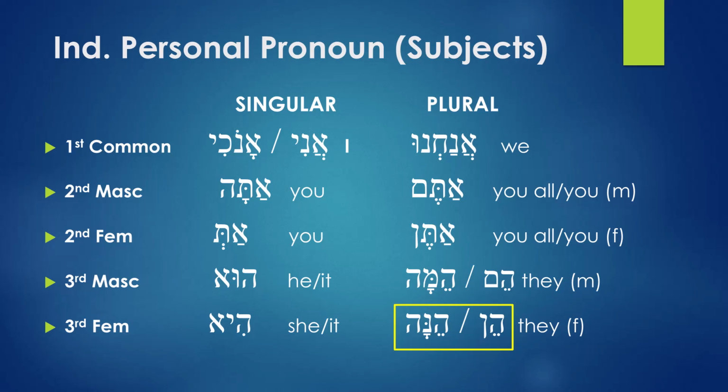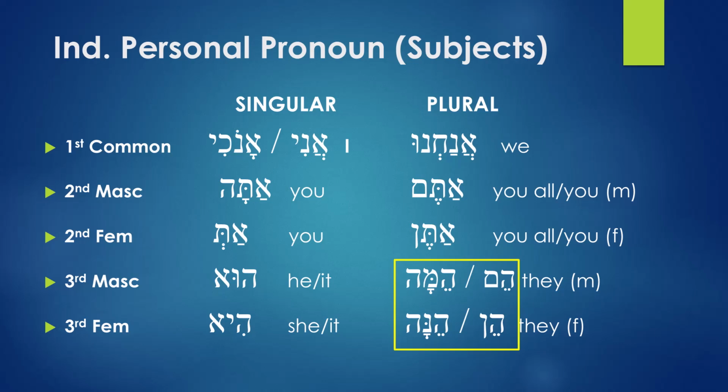Third person feminine plural, you have hen. Hen means they. Again, there are two spellings. Hen means they, and henna means they. So masculine plural has hem and hema. Feminine plural has hen and henna. So you have hem, hema, hen, henna. All of them are translated as they.